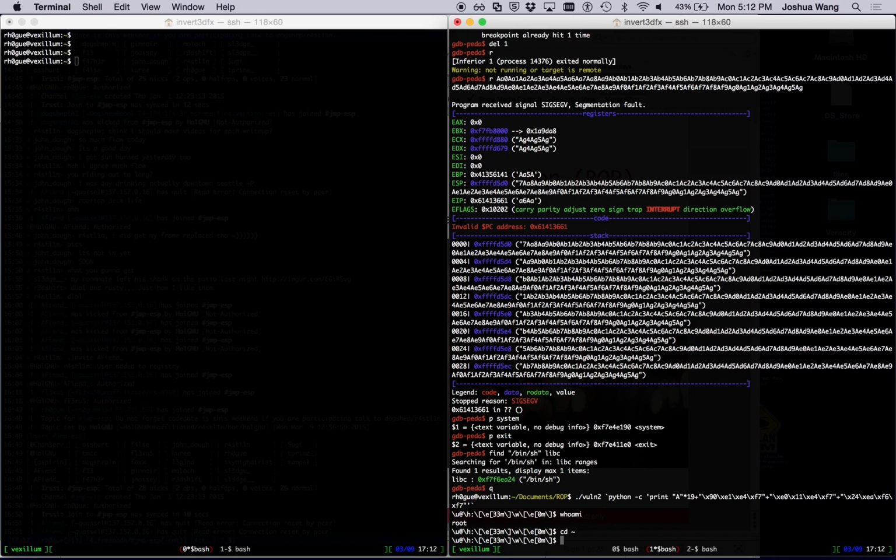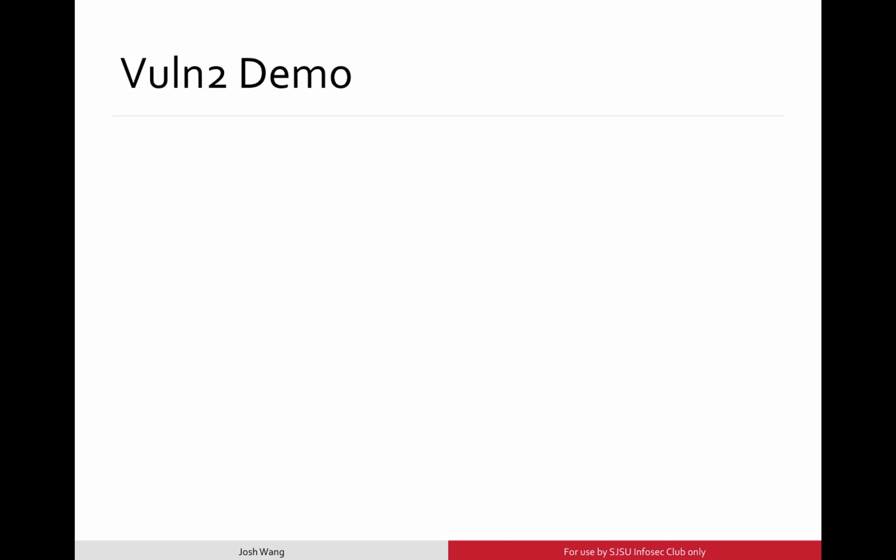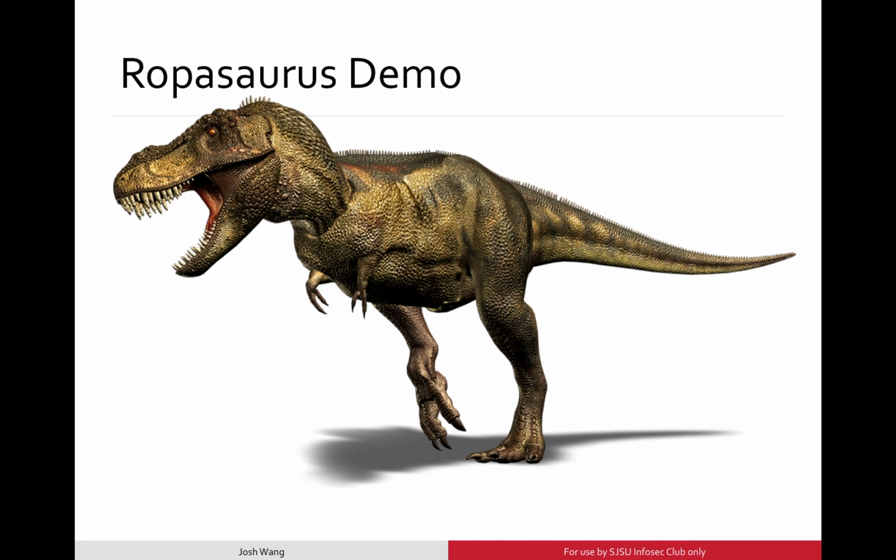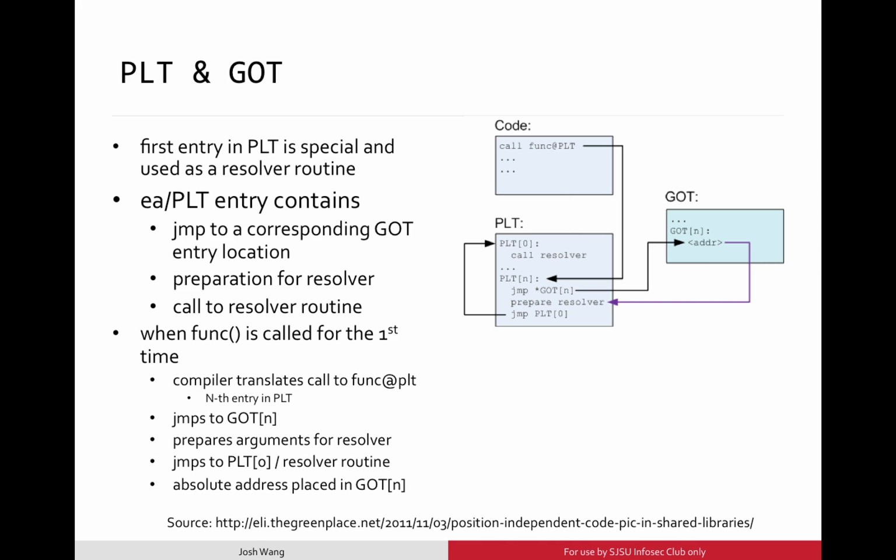The next demo we're going to do is Ropasaurus. Before we actually do that demo, there's a couple things we need to understand. First is the PLT and the GOT. PLT stands for procedure linkage table, and GOT stands for global offset table. The PLT is located in the text section of a process's memory space, and the GOT is located in the .data section.